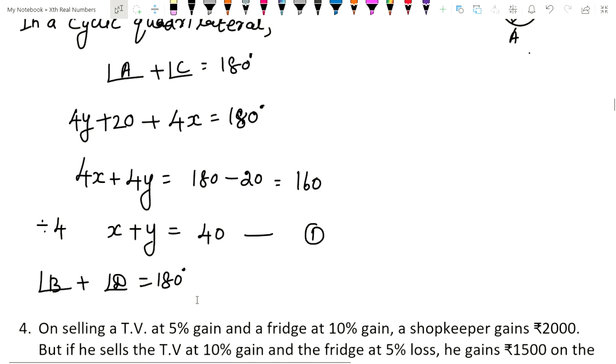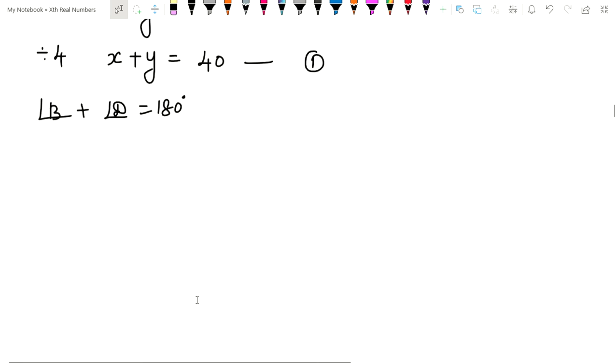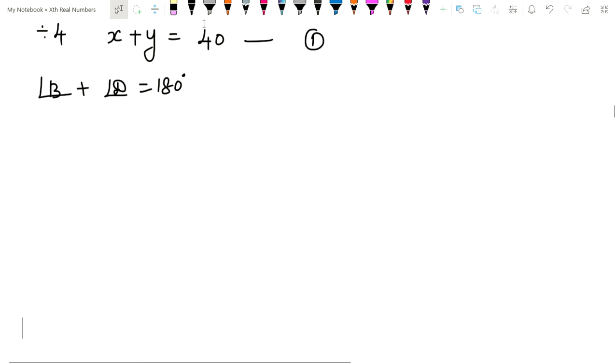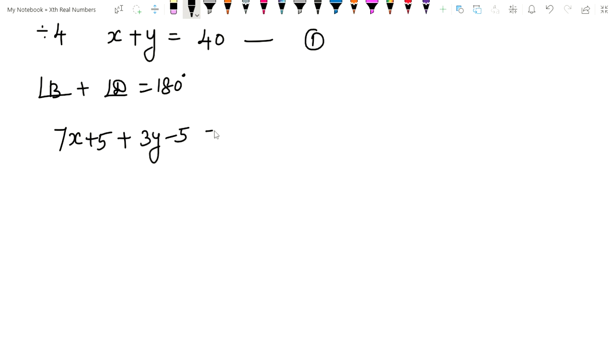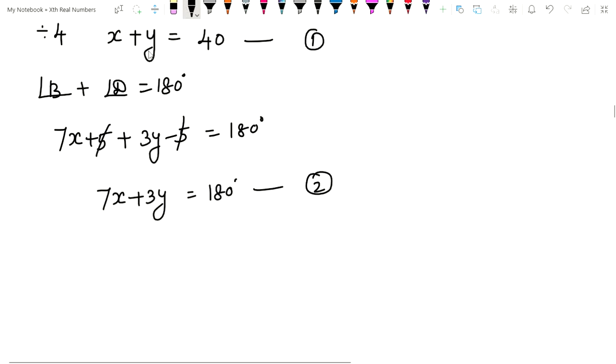Next, angle B plus D equal to 180 degree. So what is the B value, children? What is the B value? 7x plus 5. 7x plus 5 plus D value 3y minus 5 equal to 180 degree. Here plus 5 minus 5 cancel. So 7x plus 3y equal to 180 degree. This is equation 2. Okay. Now see here, x plus y equal to 40 and 7x plus 3y equal to 180. I am going to solve these two equations.